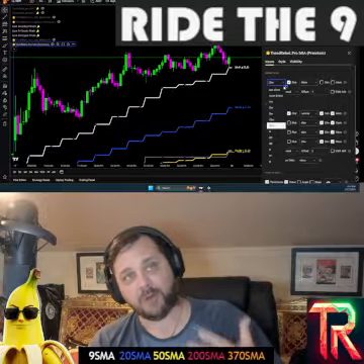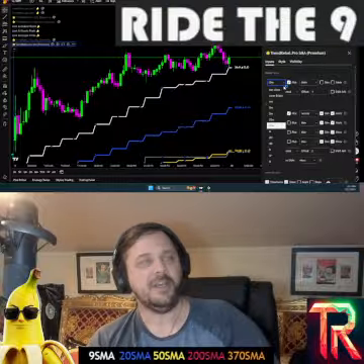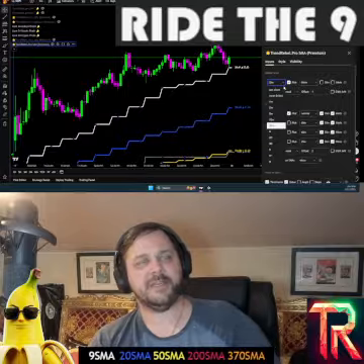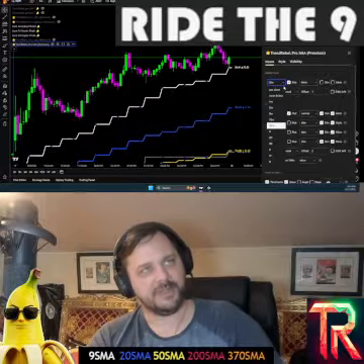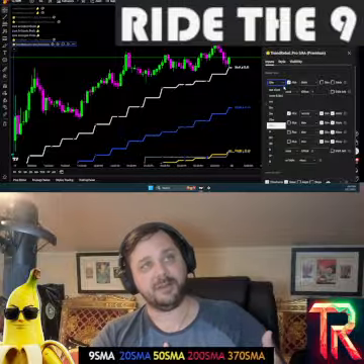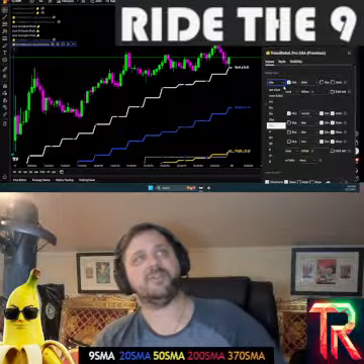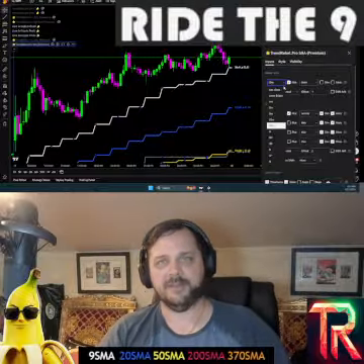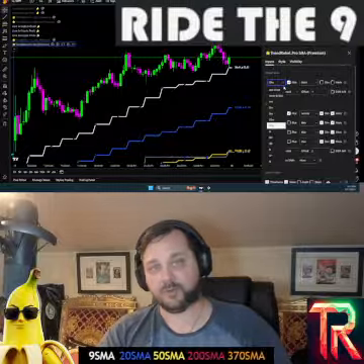This is all to be used with a ride the nine strategy. You can use this with other strategies as well, but really a simple one, an easy one to get into. Flipping through those on different charts. Once you get an understanding of an index's prevailing trend, you can start to apply that to other tickers. You can utilize that even on stocks or crypto, etc.